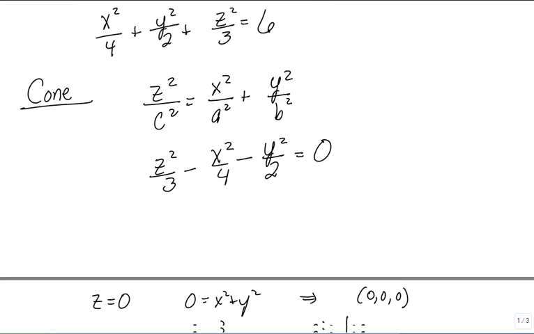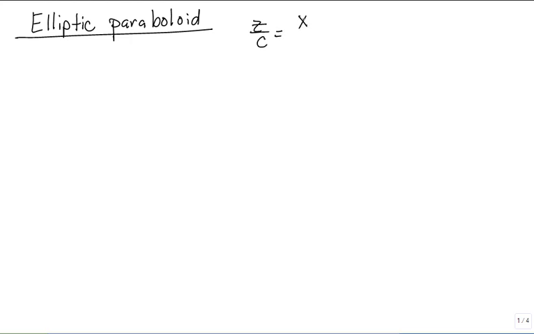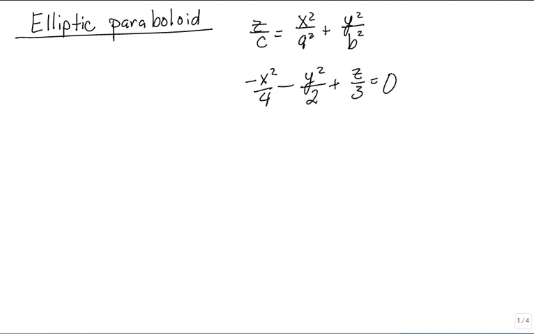Okay, let's look at what we call an elliptic paraboloid. This is where one of the variables is not squared. So I'm going to look at this example. Let's see what that looks like.